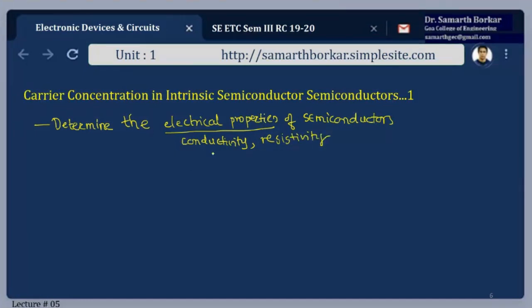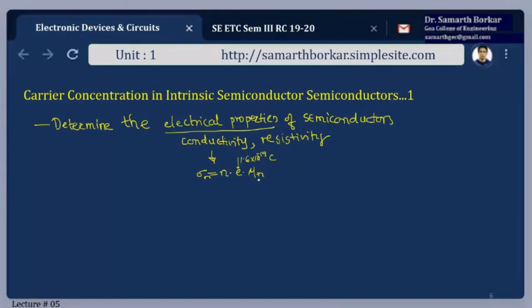And how can I calculate the conductivity? Conductivity is given as sigma equals n, the concentration, times q, the charge of an electron, times mu n, the mobility of the electron. So this is the conductivity. If I want to calculate it, what I need to know beforehand: the charge of an electron is 1.6 into 10 to the power minus 19 coulomb, which is constant, and mu n is the mobility of an electron.